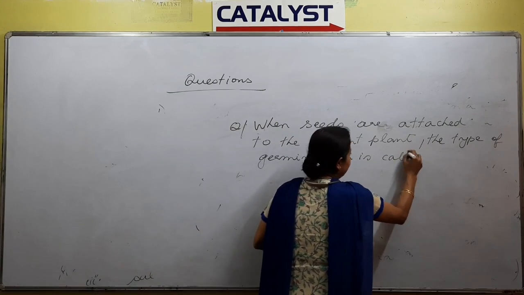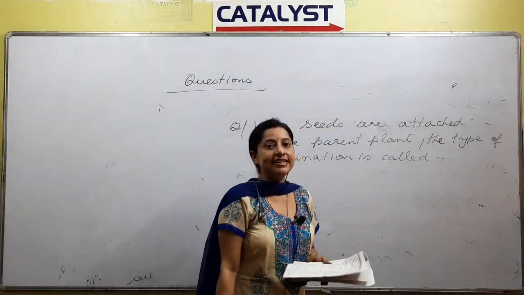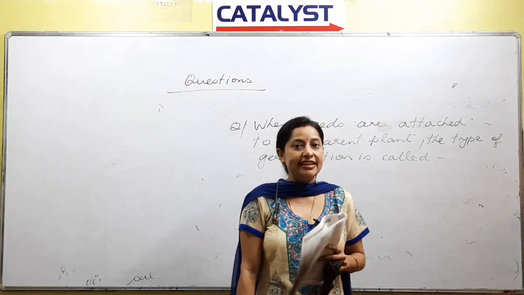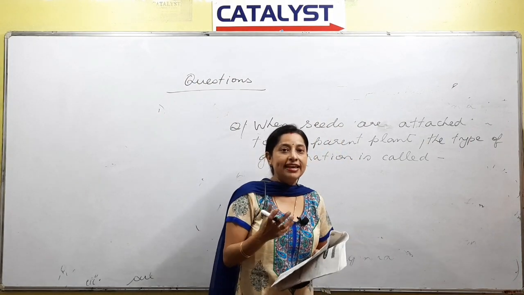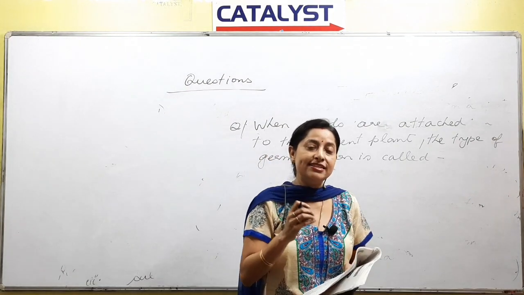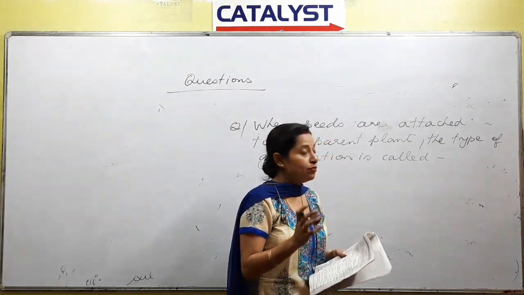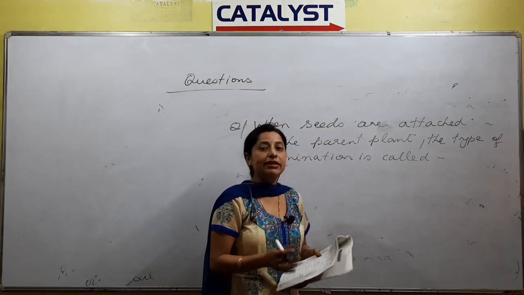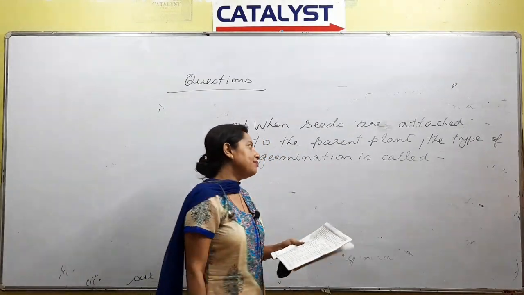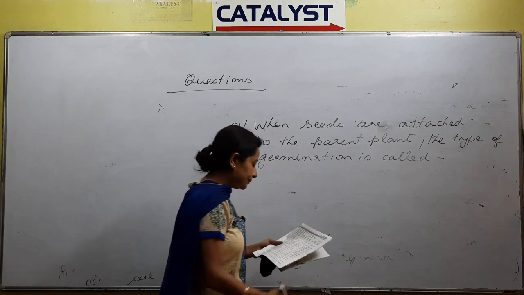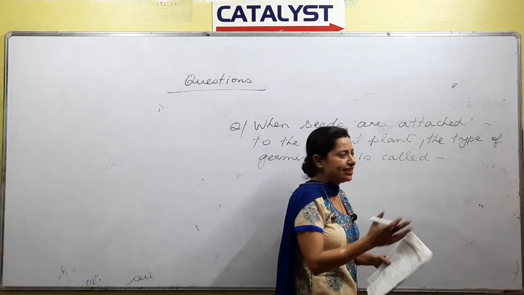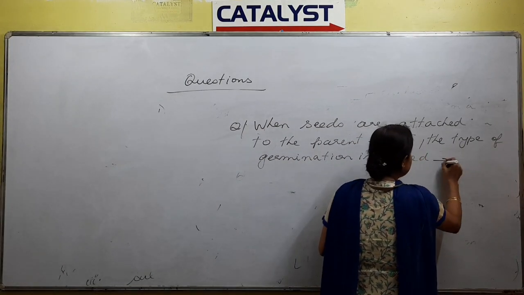Generally, seeds get detached from the parent body and only then they germinate. But there are certain seeds which germinate while they are still attached to the parent body. What do we call that process? Is the question understood? Let's not waste our time writing the options. The answer is vivipary.